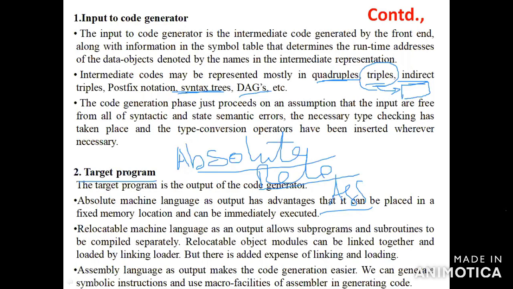Small programs compiled and executed immediately by the given instructions is called absolute machine language. Subprograms and subroutines compiled separately is relocatable machine language. In the relocatable object module, all the subprograms can be linked together and loaded by the linking loader.